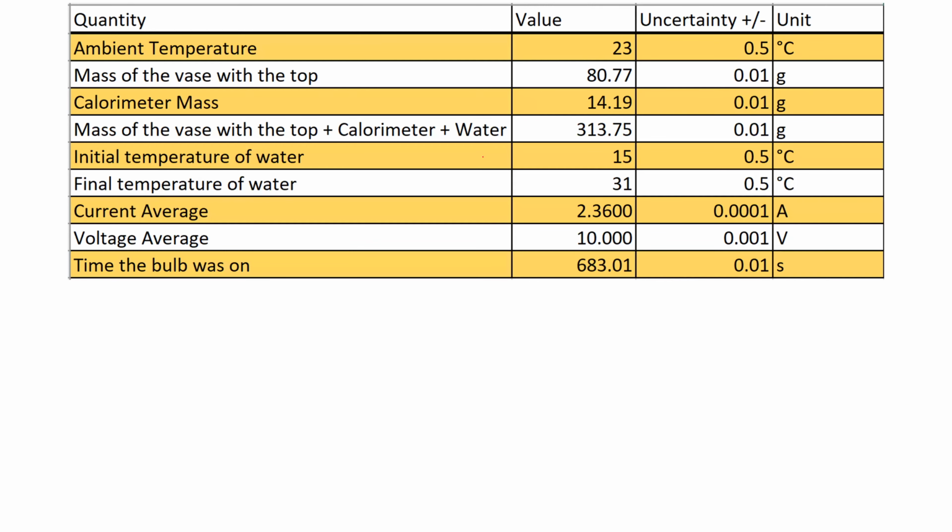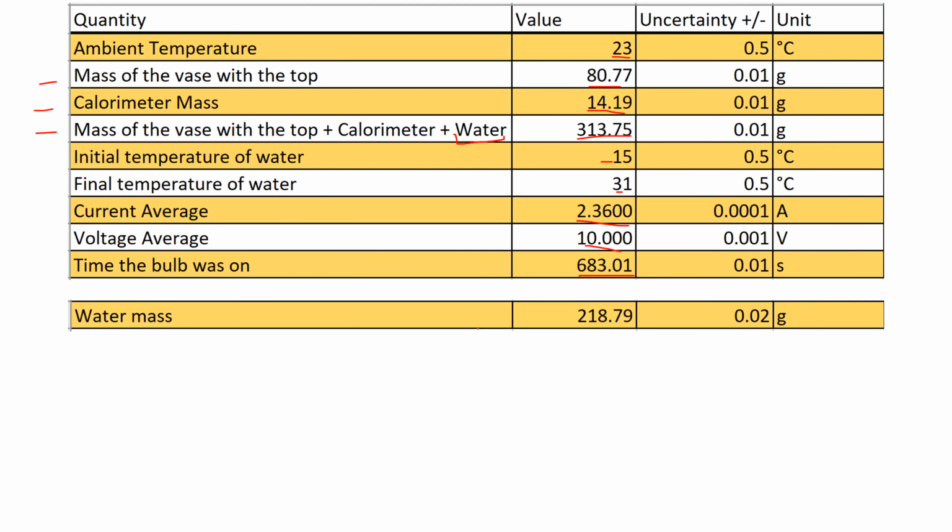So therefore, here is all the data we got. As you can see, the ambient temperature is 23 degrees. The mass of the base with the top, which is with the base with the bulb, etc., is the value right here. The mass of the calorimeter by itself, the mass of everything plus the water, the initial and final temperatures, the current, the voltage, and the change in time. So from both these masses right here, the calorimeter mass and the mass of the base with top, we can isolate the mass of the water. So we can calculate the mass of the water is around 218.79 grams. Here I'll insert it in units.